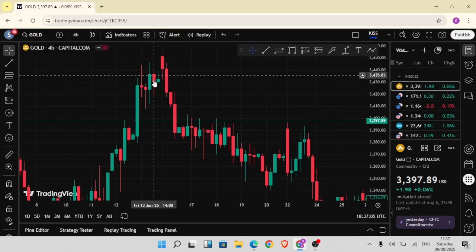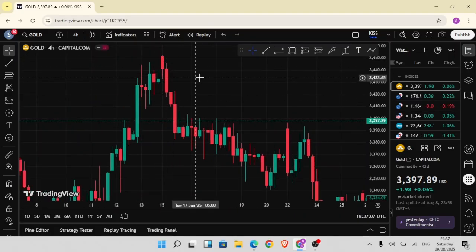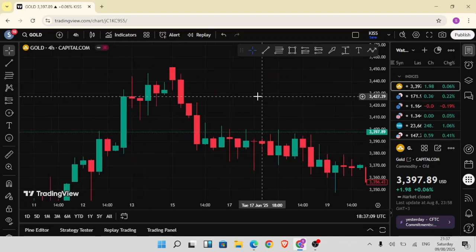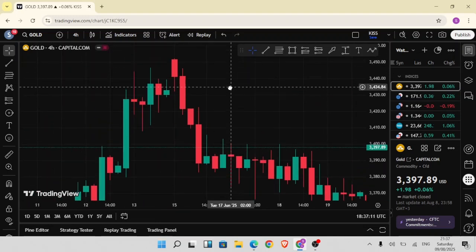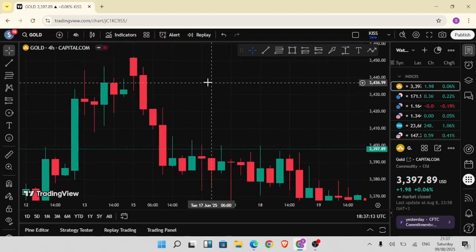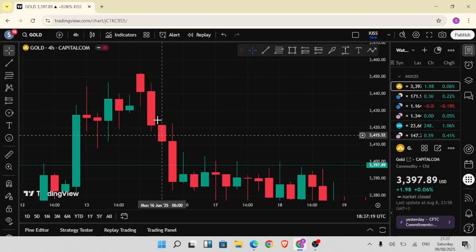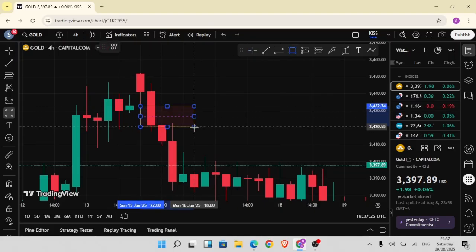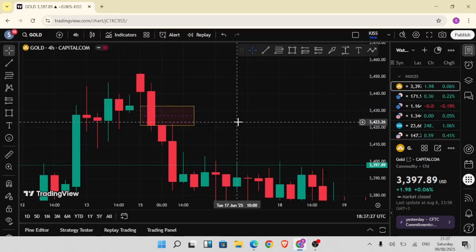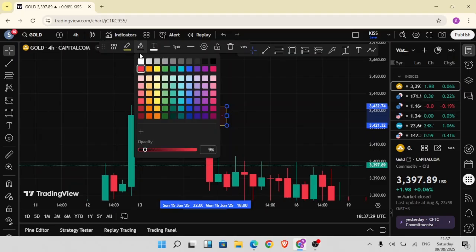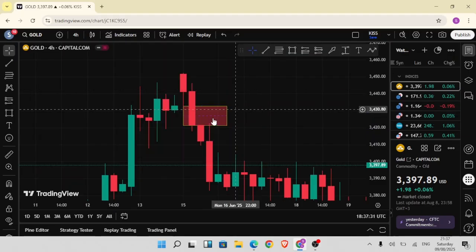You can see right here we have a fair value gap. A fair value gap is a 3 candle pattern where the wick, in our example, the lower wick of this first candle does not meet with the higher wick of this candle right here. So this gap right here becomes our fair value gap, right? So that is what we mean by a fair value gap.